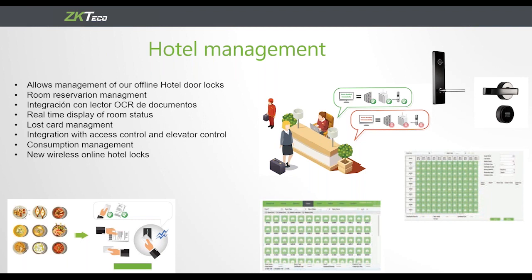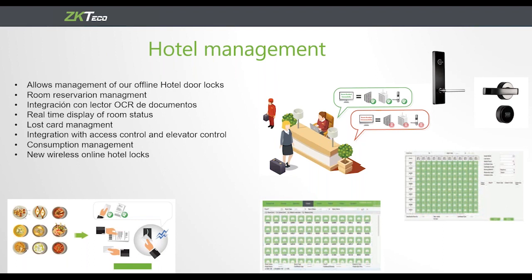It is also integrated with the access control and elevator. It means that with the same card that we give to one guest to open his room in the hotel, he can also open rooms that belong to the access control. For example, if there are some special rooms like VIP rooms, swimming pool, we can use the same card to activate that part. Also the parking.